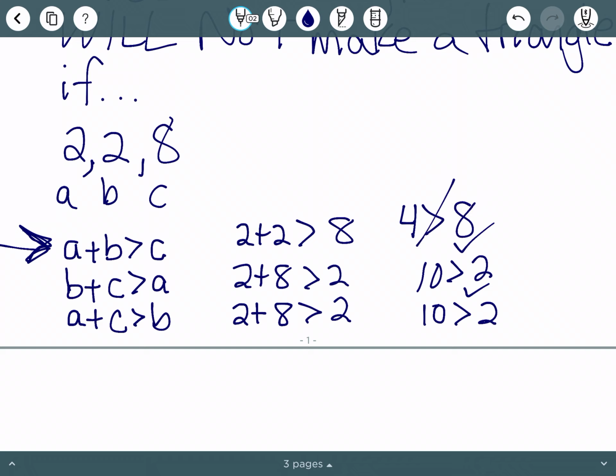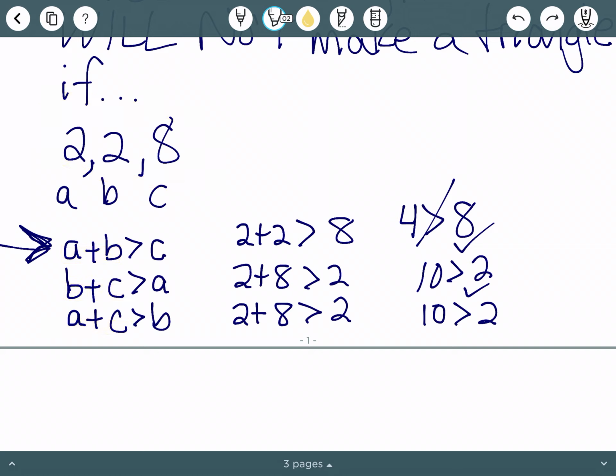Which is not greater than 8. Nope, that is not true. So these side lengths cannot make a triangle. So in order to make a triangle, any two sides must be greater than the third side. It doesn't matter if we're looking at A plus B, B plus C, A plus C. Any combination, it's got to be greater than that third side.